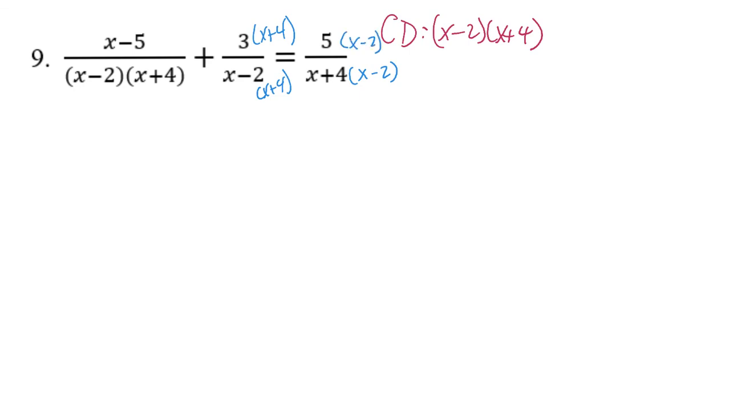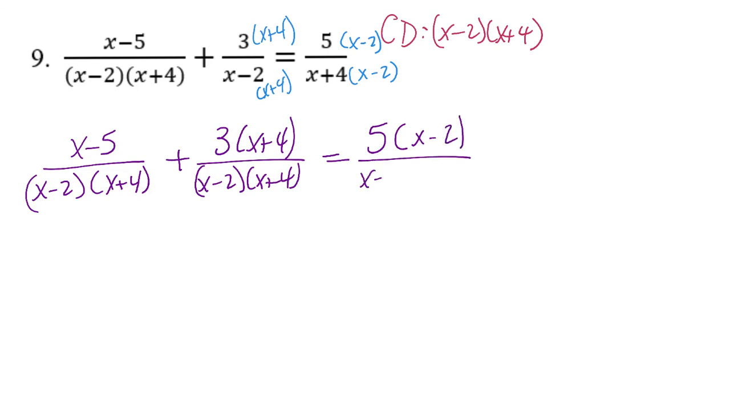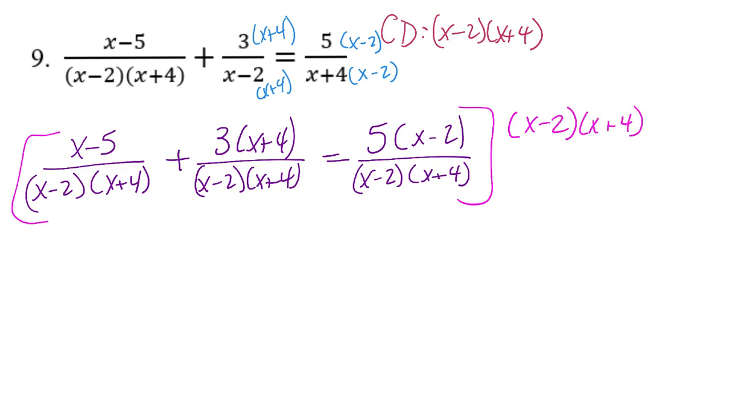So then we want to write out what we have. (x - 5) over (x - 2)(x + 4), plus 3 times (x + 4) over (x - 2)(x + 4), equals 5 times (x - 2) over (x - 2)(x + 4). And so now yet again, to get rid of those denominators, so I don't have to write them a million times, I'm going to go ahead and multiply everything by them.